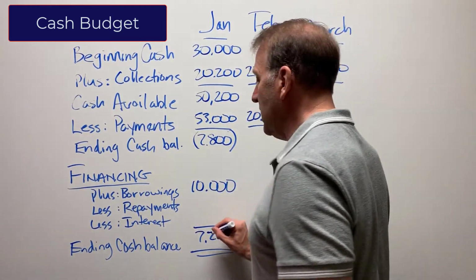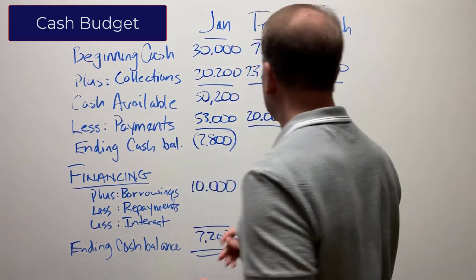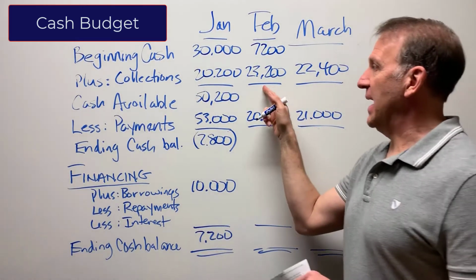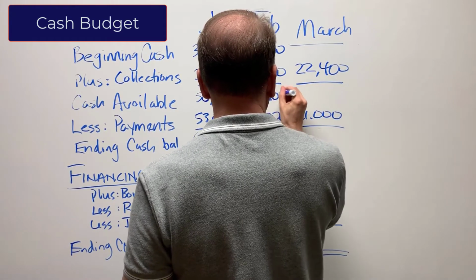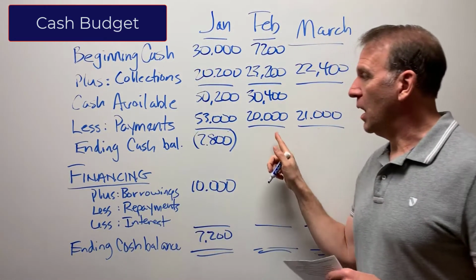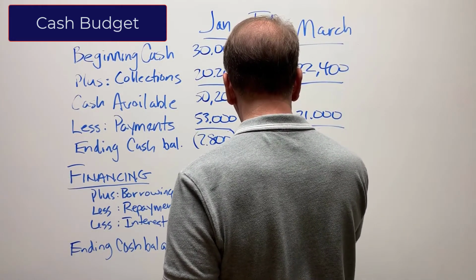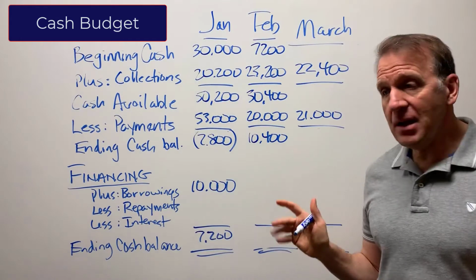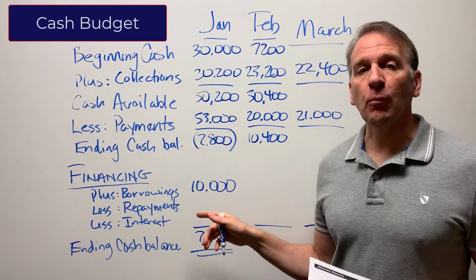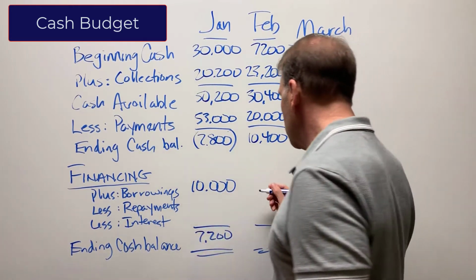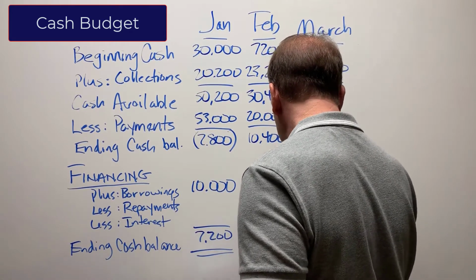Now, this ending balance becomes our beginning balance in February. So let's plug that in. Now we add in our cash collections that we already have, which gets us $30,400. Our cash payments were $20,000, so that gets us down to $10,400. Now you can see that we actually have enough cash to pay off this loan. So let's go ahead and pay that off. Here's the repayment of that money that we borrowed.